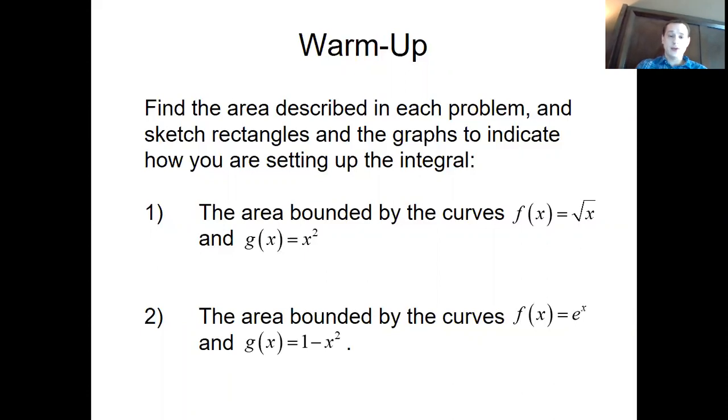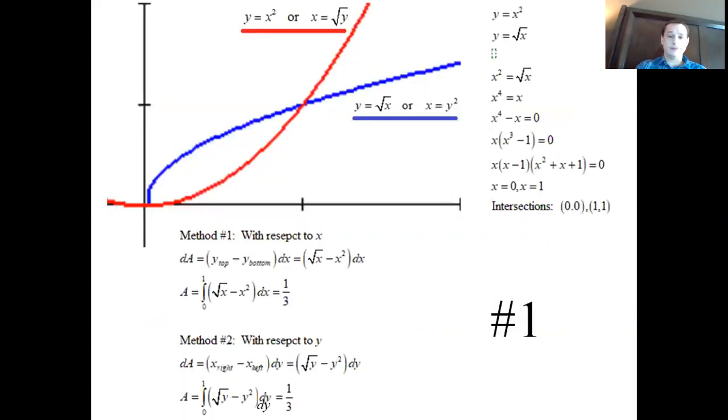Number 1, between square root of x and x squared. So here are their graphs, and you can tell that the red one is y equals x squared. Similarly, the blue one is y equals square root of x. I'm going to do this one two different ways to get you comfortable with doing vertical strips. Remember, we're doing vertical ones, we add them all up with respect to x, or you could do it with horizontal strips and add them all up with respect to y. So I'm going to show you both ways. Let's do it the first way, with respect to x.